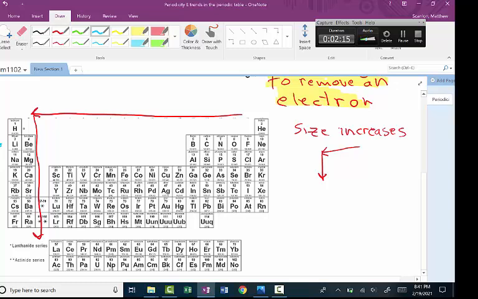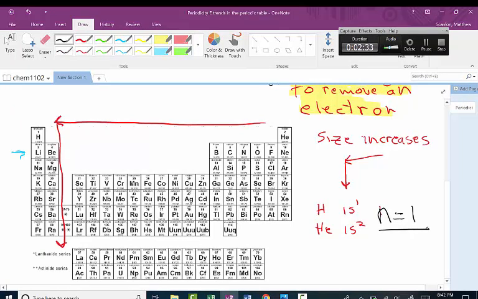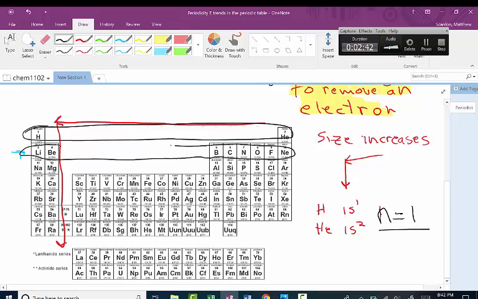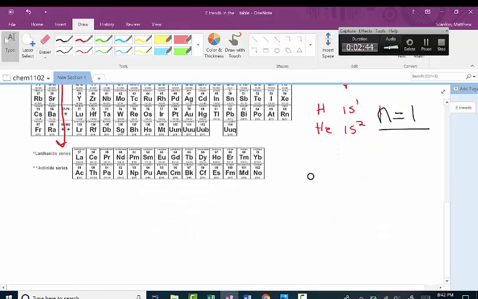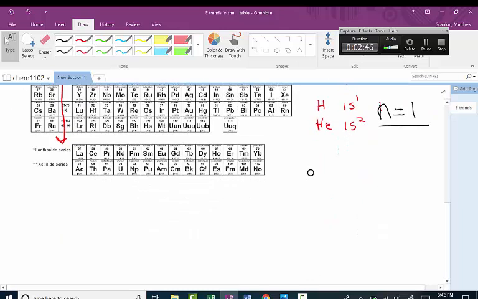Let's start with hydrogen, helium, lithium, and beryllium. Hydrogen is a 1s with 1. Helium is a 1s with 2. This is n equal 1, and it's the first shell. And that's the concept. In this row, we have a shell. Okay? Now we're going to talk about this shell in this second row on it. So when I think about this, you should have your periodic table out.